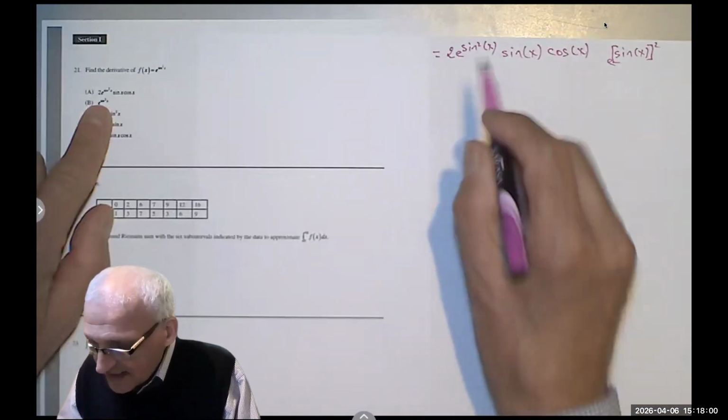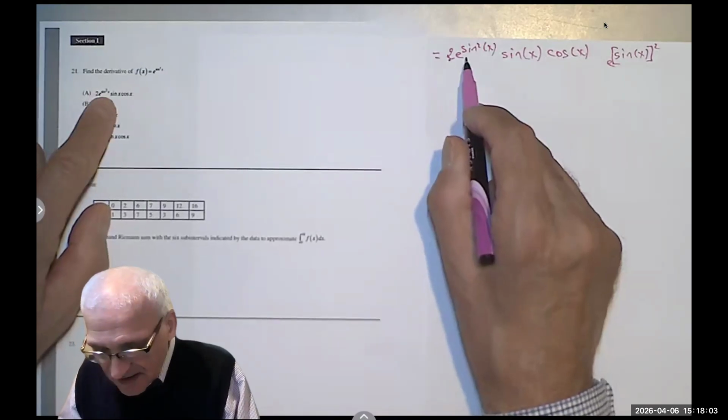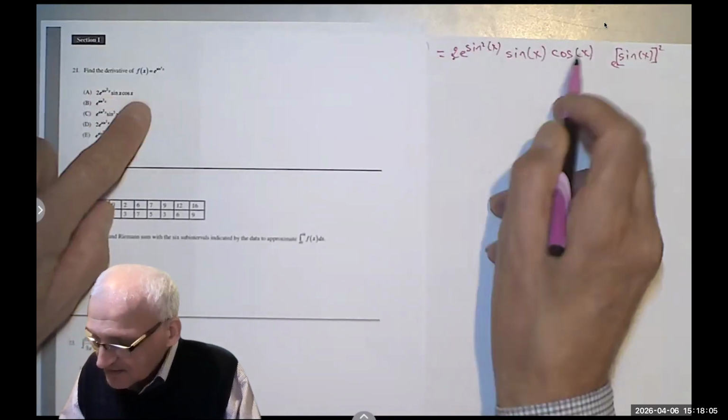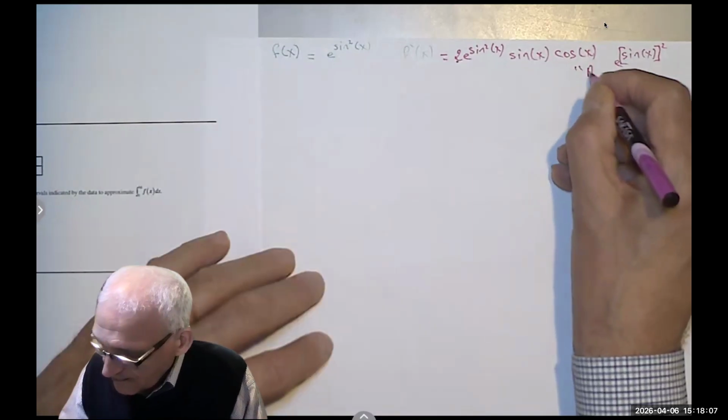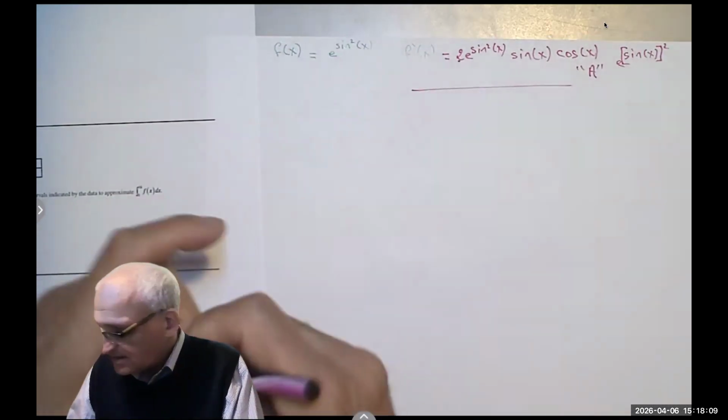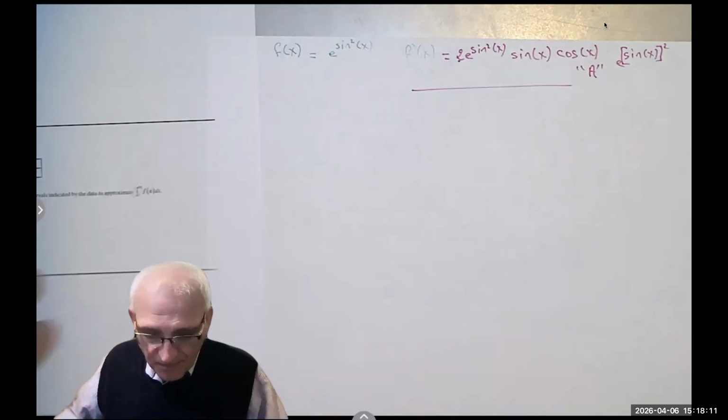And you can see here is the 2, here is the e sine square, here is the sine, here is the cosine, so that's a. So that's an easy one. Let's go to number 22.